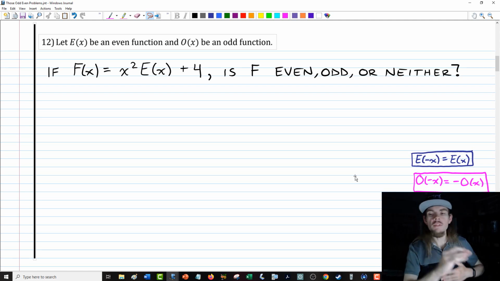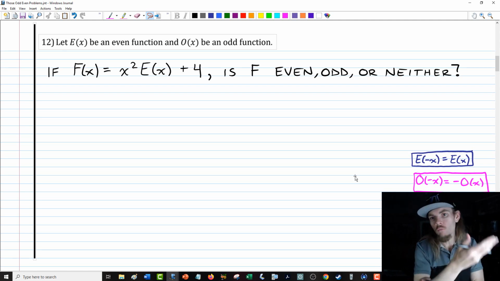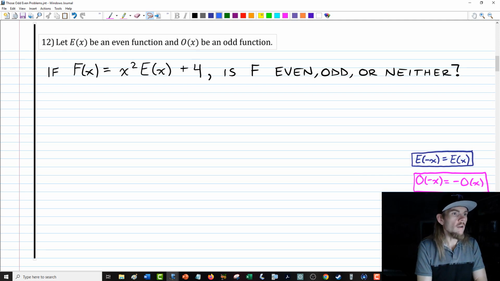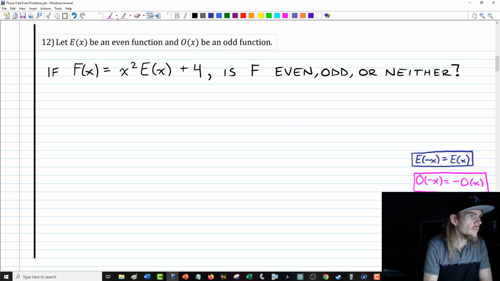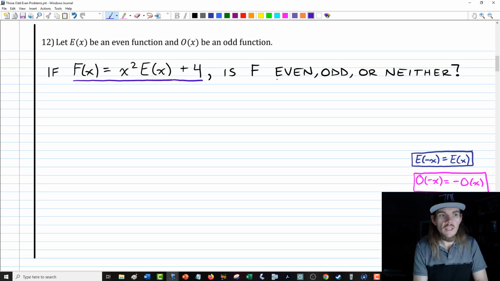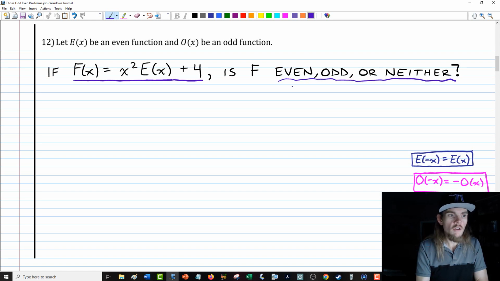So here we go. Same exact instruction, or what's called the same stem. We're working on the same part here. If f of x is equal to x squared times e of x, so we underline that. That's our new function. We're talking about f of x equals x squared e of x plus 4. Is f even, odd, or neither? Based on that question, the fact that we're trying to determine if the function is even, odd, or neither, that's code for us having to plug in negative x.